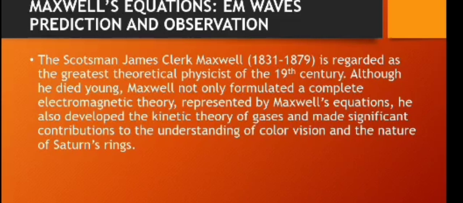The Scotsman James Clerk Maxwell, from 1831 to 1879, is regarded as the greatest theoretical physicist of the 19th century. Although he died young, Maxwell not only formulated a complete electromagnetic theory represented by Maxwell's equations, he also developed the kinetic theory of gases and made significant contributions to the understanding of color vision and the nature of Saturn's rings.